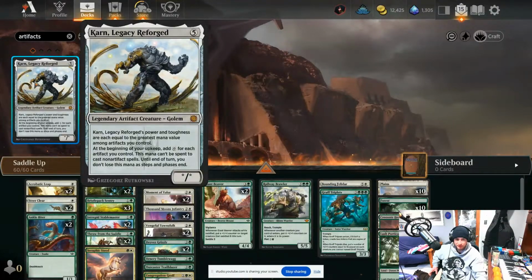At the beginning of your upkeep, add a colorless mana for each artifact you control. This mana can't be spent to cast non-artifact spells, and you don't lose this mana as steps and phases end. So the beginning of the upkeep is a part of the turn after you untap. At the beginning of your turn, you untap all your lands. You go through a beginning phase, which is called the upkeep. Then you draw your card for the turn, and then you can go to combat and declare attacks. Then there's another portion of the turn where you can take a normal turn. And then you go to your end step, which is when your opponent can do things before it's their turn.